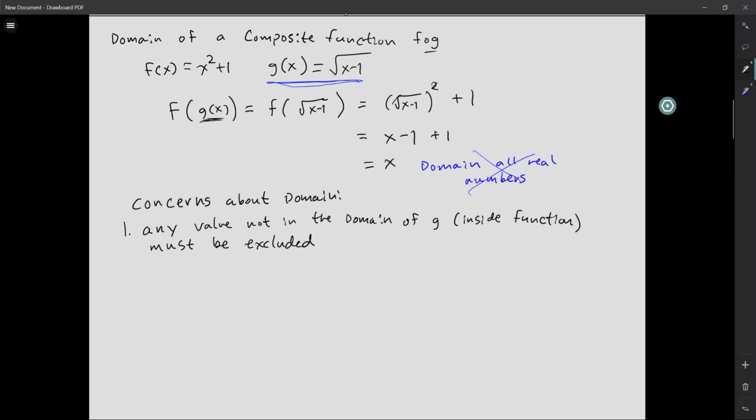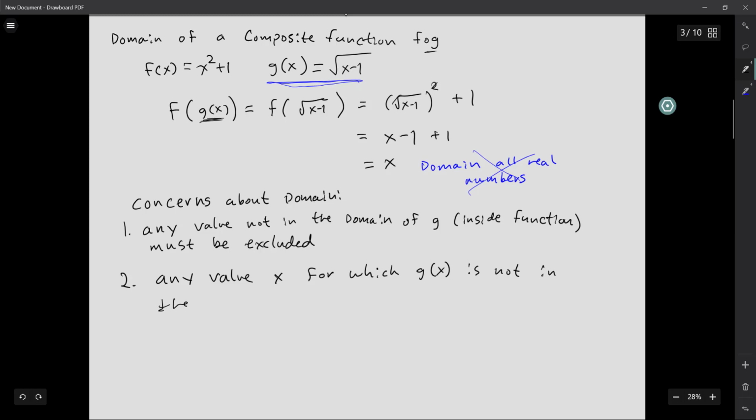And this is kind of the harder part. Any value x for which g of x is not in the domain. That's weird. Let's try that again. The domain of f.